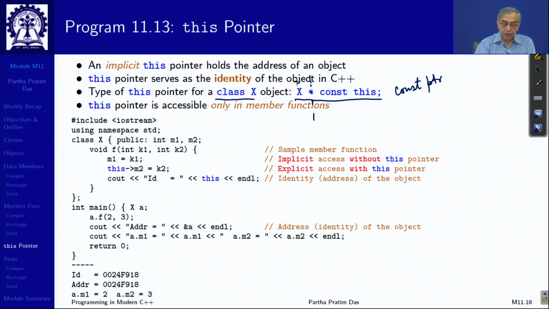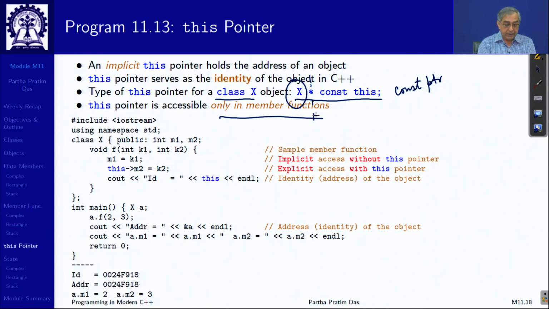But there is no const on this side. So, the object is not constant, you can make changes there. And this pointer is referring to the object. So, it is accessible only in member functions. It is not accessible by anyone else from outside.